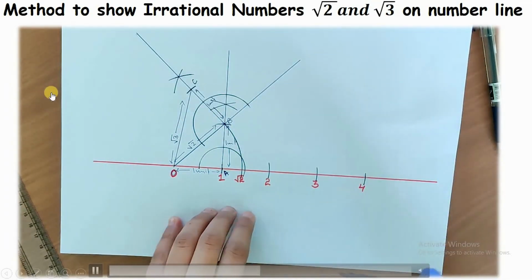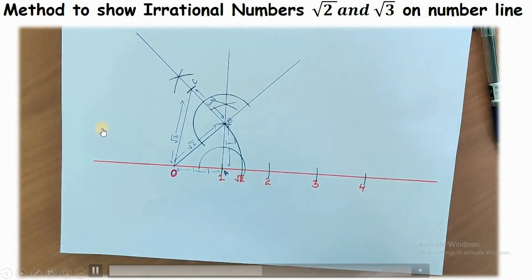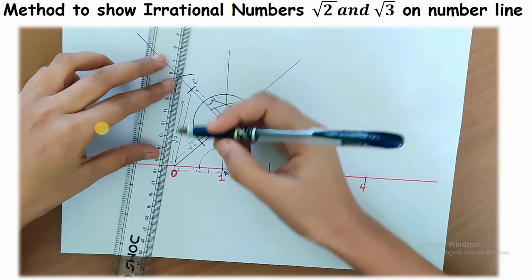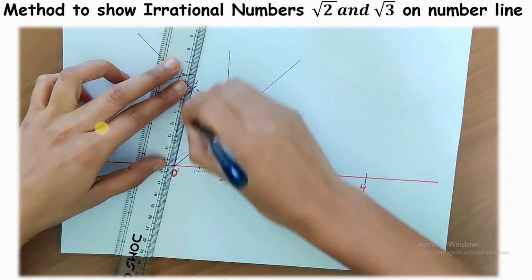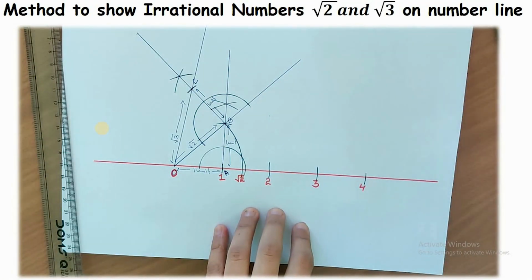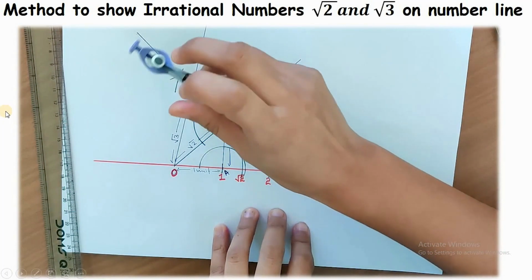Now the next one is square root of 4, and we know that square root of 4 is not an irrational number, it is a rational number. Therefore, square root of 4 means 2, it should pass through 2. So we'll check whether our construction is correct or not.